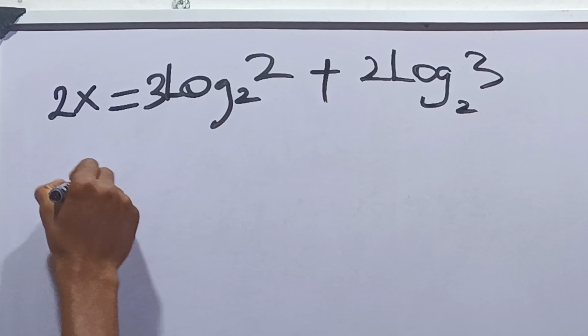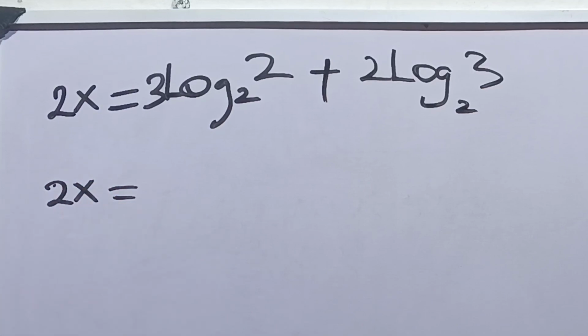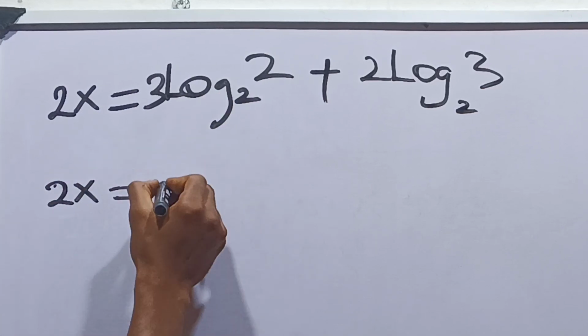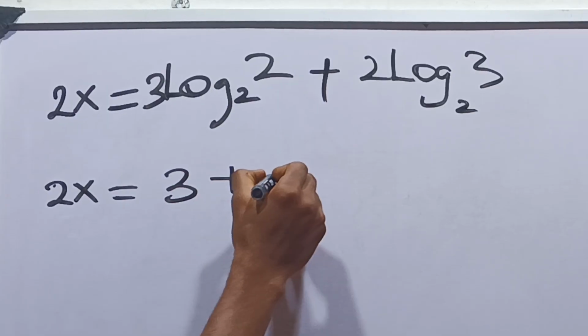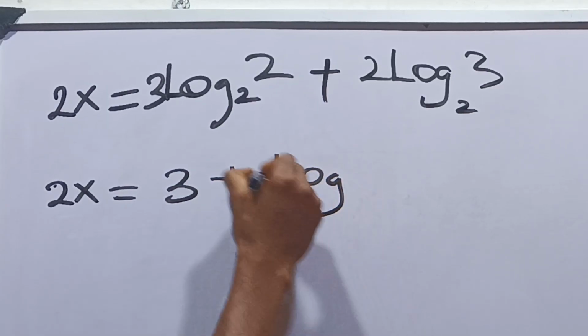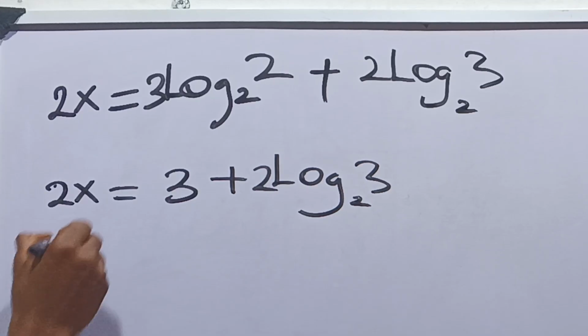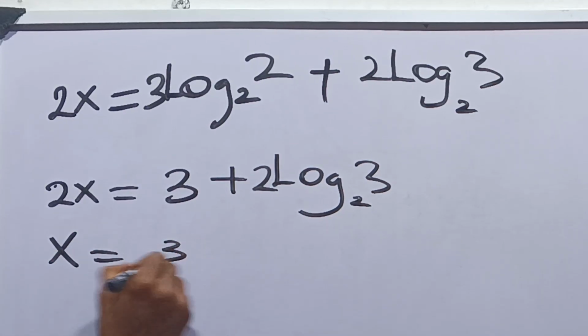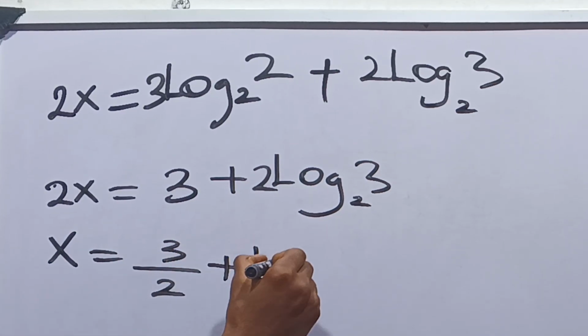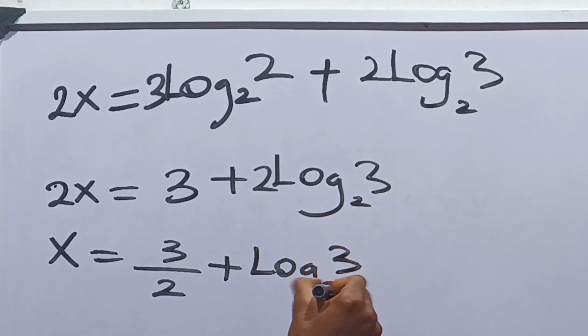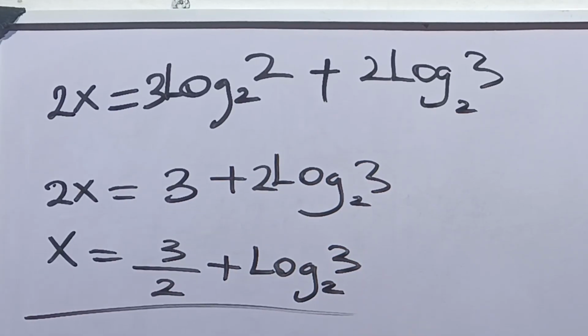Now 2x becomes equal to logarithm of 2 base 2 is 1, 1 times 3 is 3, plus logarithm of 3 base 2 multiplied by 2. Hence our x becomes equal to 3 over 2 plus logarithm of 3 to base 2. This becomes the final answer to this question.